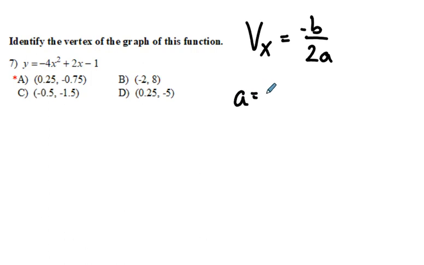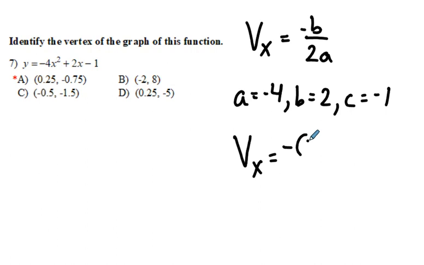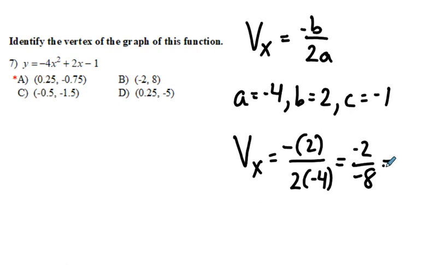So a is equal to negative 4. It's the coefficient out front, the leading coefficient. B is equal to 2. C is equal to negative 1. I don't need c to find the vertex's x-coordinate. C is actually the y-intercept. So I substitute in negative 2 over 2 times negative 4. That leaves me with negative 2 over negative 8. That leaves me with 0.25. That's the vertex's x-coordinate. And if I look, I'm now down to two options.